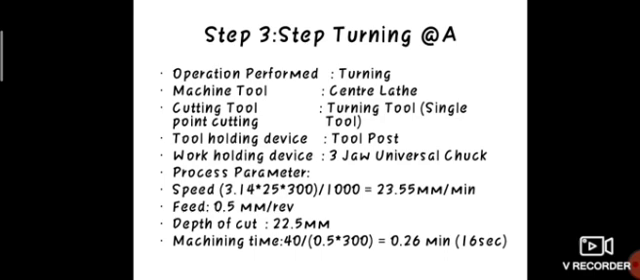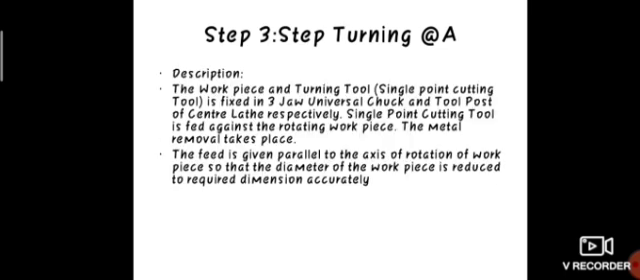At the section A, the operation performed is turning. The machine tool is center lathe, and the cutting tool is turning tool. Work holding device is 3 jaw chuck, and tool holding device is tool post. The process parameters are feed, speed, depth of cut, and machining time. Machining time for step turning is 2.6 minutes.